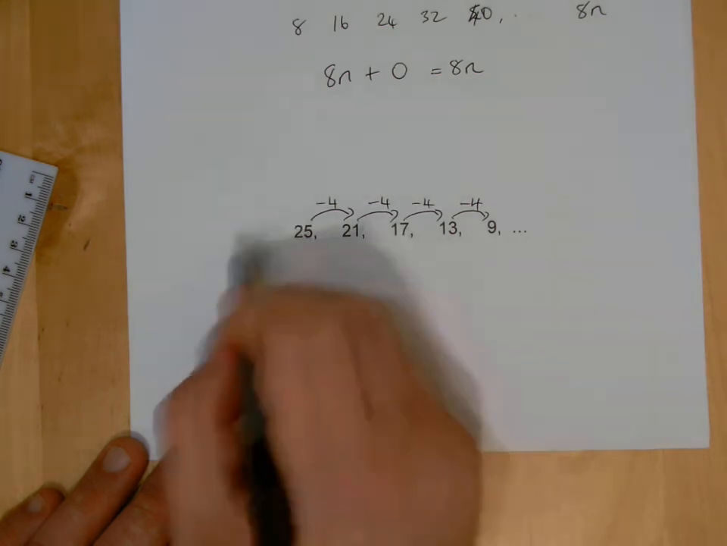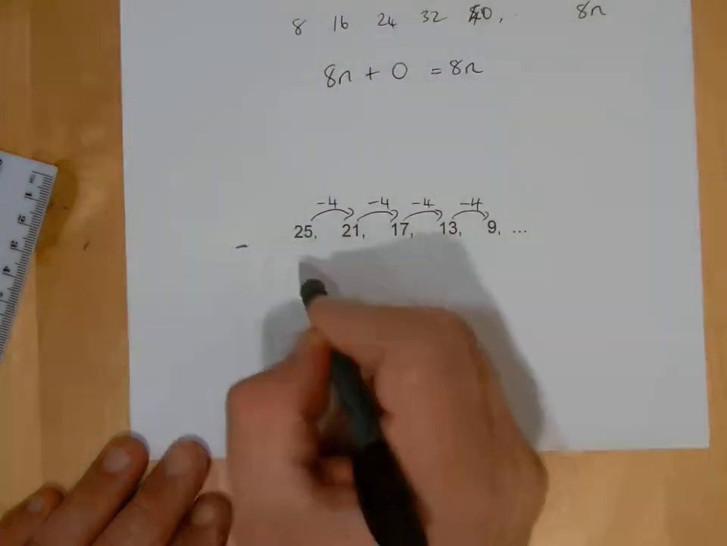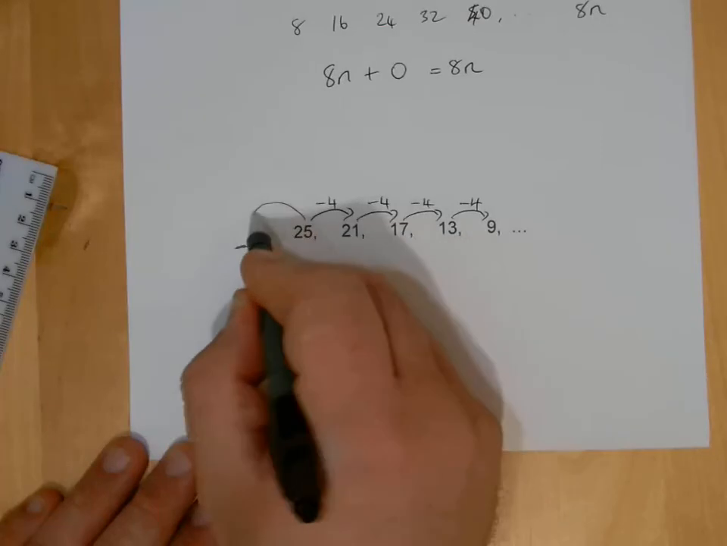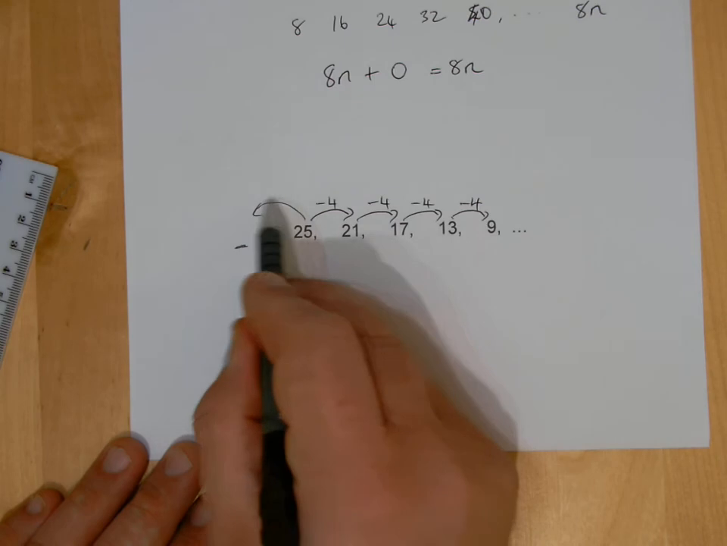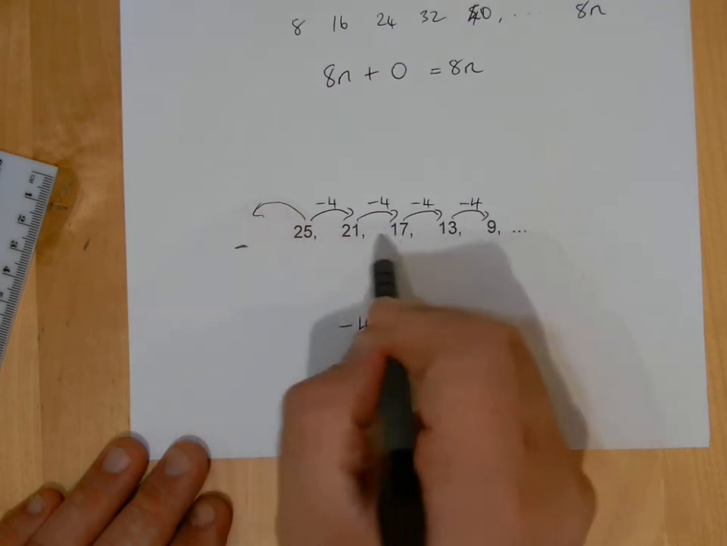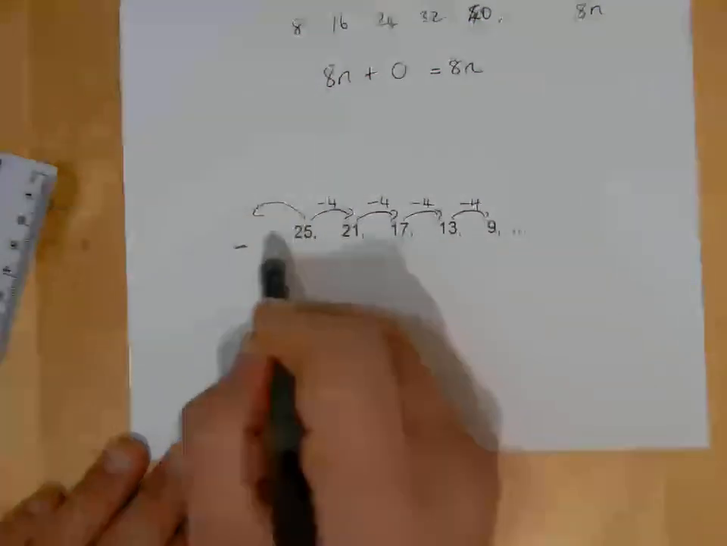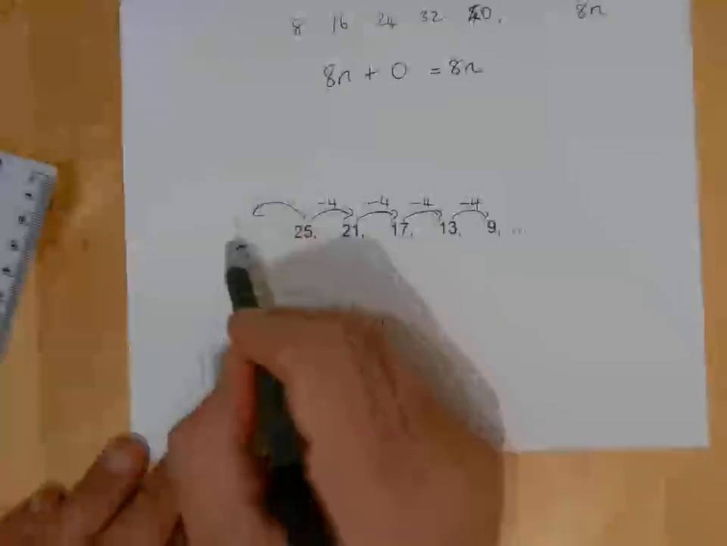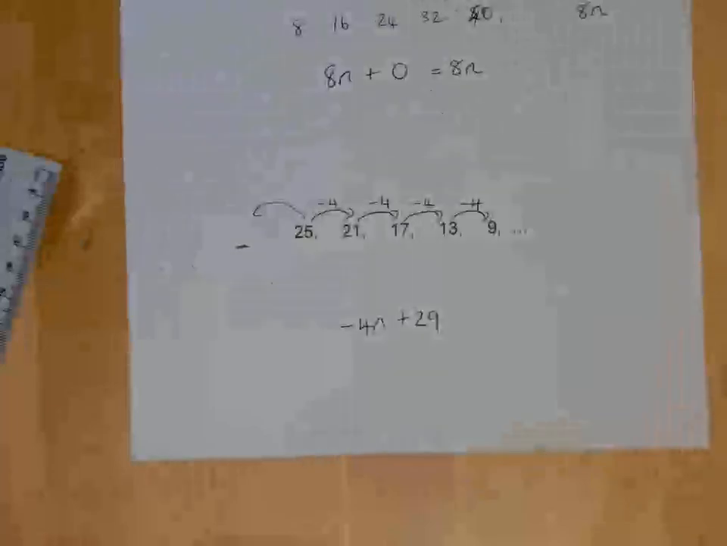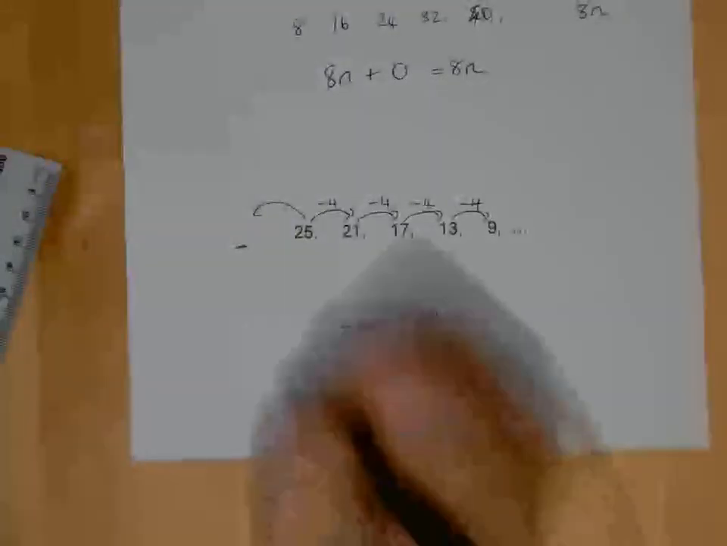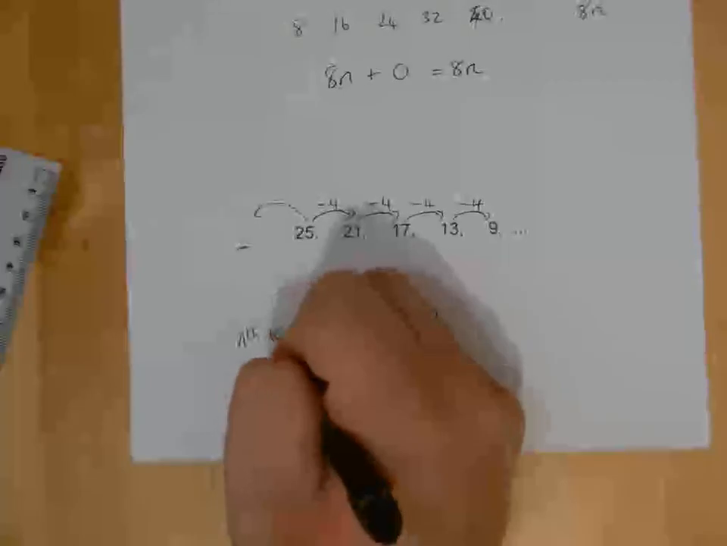And again, you just have to go back and think, what is this imaginary term here? Okay, if I go back there, well, think about it. I'm taking away 4. So if I go the other way, think about it, because if you go this way, they're getting bigger. So I'm going to have to add on 4, and I get 29. Minus 4n plus 29 is my nth term in this case.